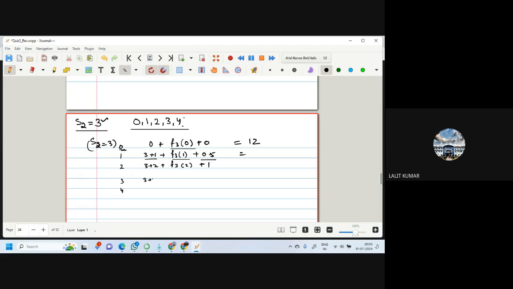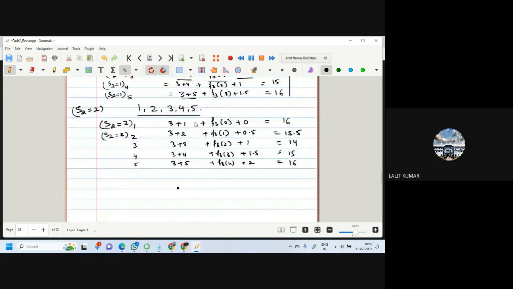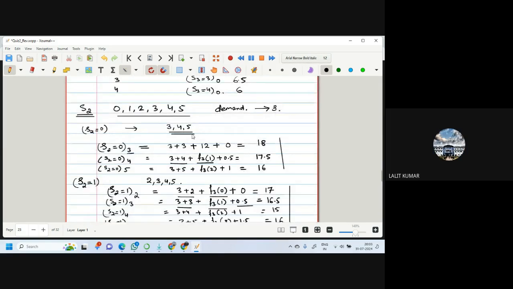This will become 3 plus f3 of 3 plus 1.5, 3 plus 4 plus f3 of 4 plus 2. This, if I'm not wrong, this was 6. 6 plus 2, 8, 3, 11, 14. This was 6.5. 6 plus 6.5, 12.5, 12.5 plus this 14. This was f3 of 7. 3 of 2 was 7. Sure? Yeah. f3 2 of 7.